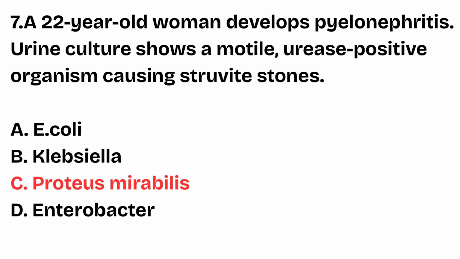Proteus splits urea into ammonia, making urine alkaline, thereby promoting struvite stone formation. It is a motile organism known for swarming.